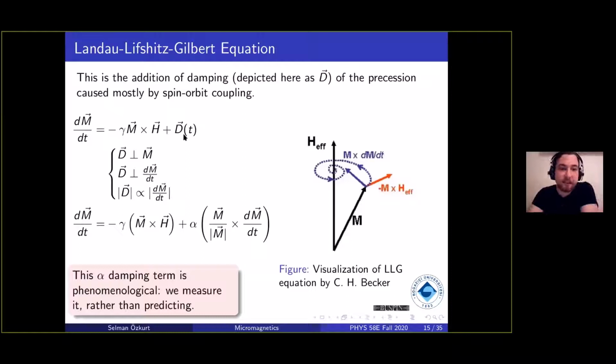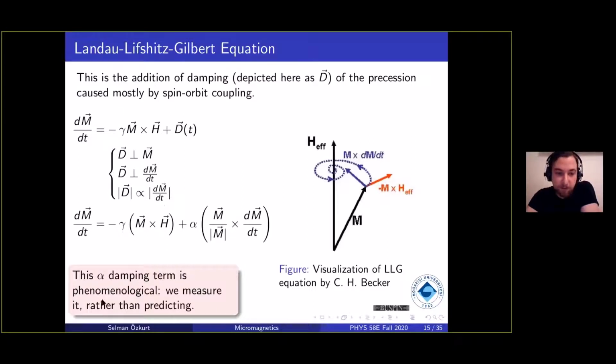And now let's add this damping term, which wants to set the magnetization direction parallel to the H effective, or just the magnetic field. It has to be perpendicular to both the magnetization and its derivative. And we somewhat can say with intuition that it should be proportional to the derivative of the magnetization as well. And then we can write this phenomenological equation of Gilbert damping.